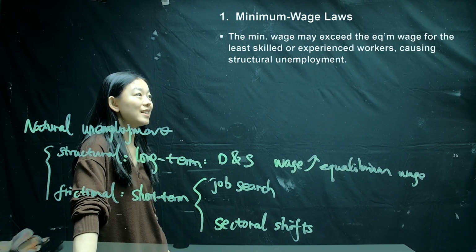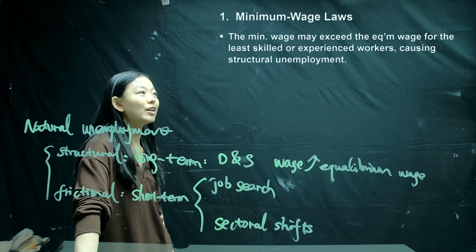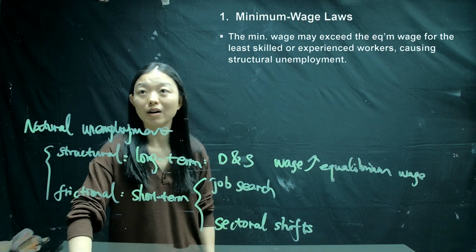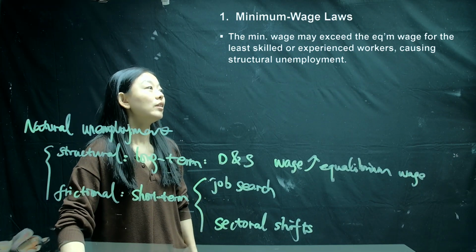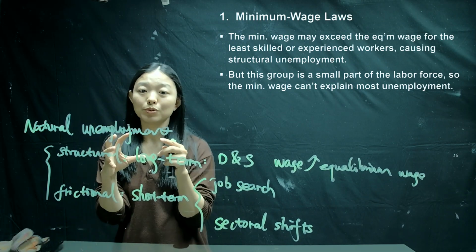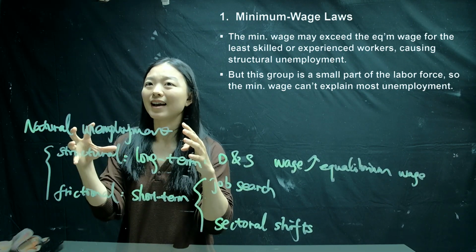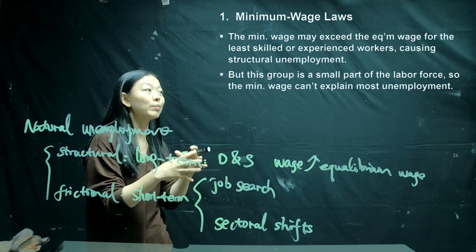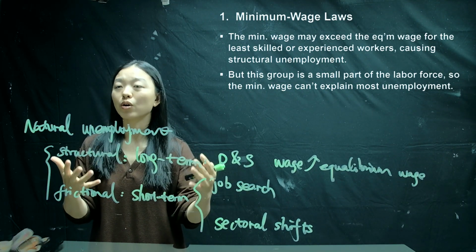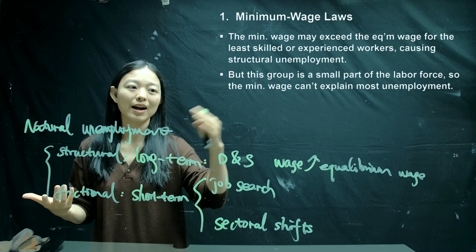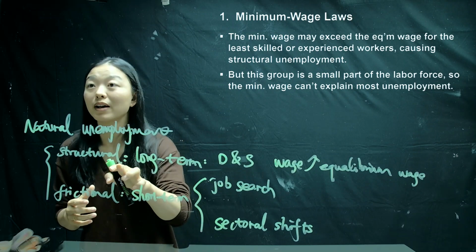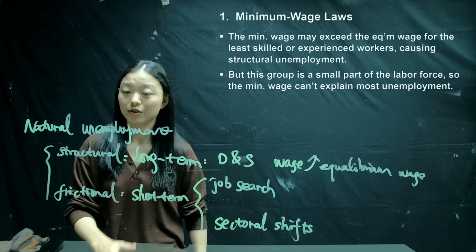The minimum wage might exceed the equilibrium wage for lower-skilled workers, especially people without a high school diploma, causing their structural unemployment. But this group resulting from the minimum wage is not a huge group. It's a small proportion, because many states hire workers at wages higher than the minimum wage. But still, minimum wage laws can explain part of structural unemployment, especially for low-skilled workers.